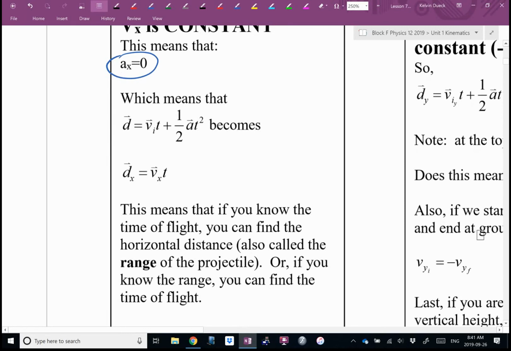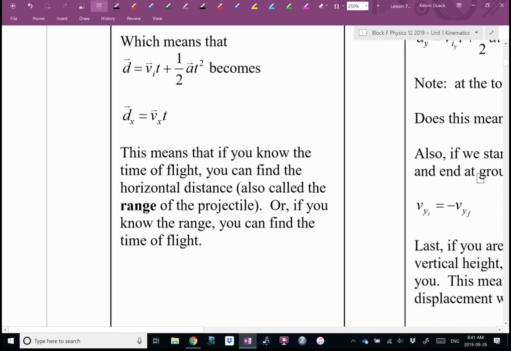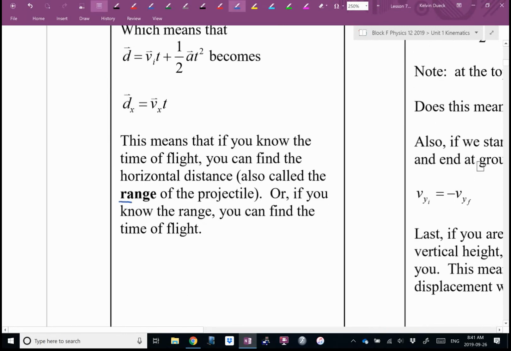This means that if you know the time of flight, you can find the horizontal distance. Another word for horizontal distance is range. By the way, it also means if you know the range, you can find the time of flight. This is the easiest equation to use to solve for t, because there's no squareds or anything like that.